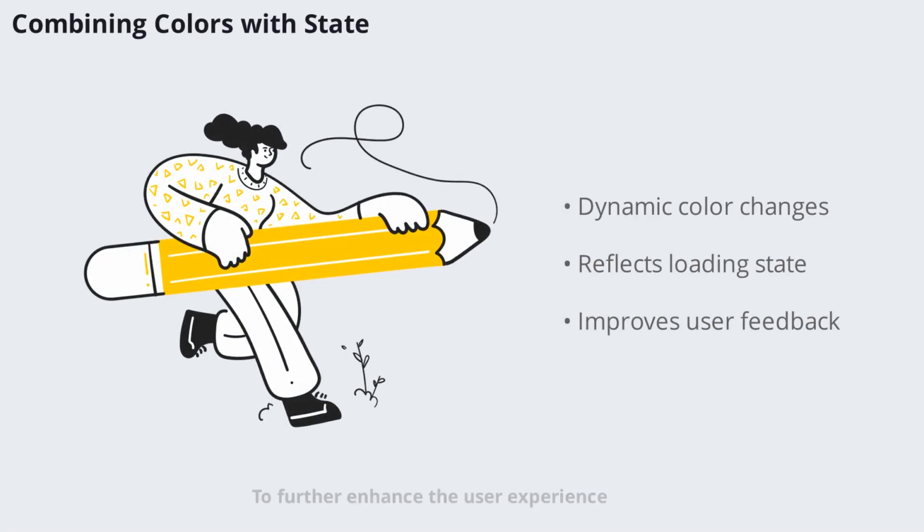To further enhance the user experience, you can combine the indicator's colors with the current loading state. By dynamically changing the background or content color based on whether the app is refreshing, you provide immediate visual feedback. This approach helps users understand what's happening and keeps the interface lively and interactive.